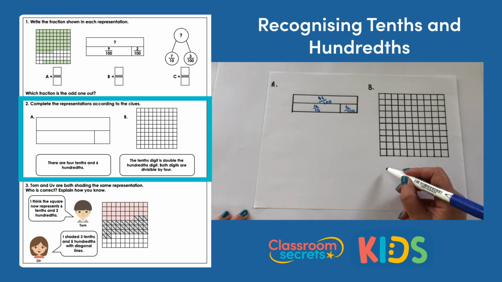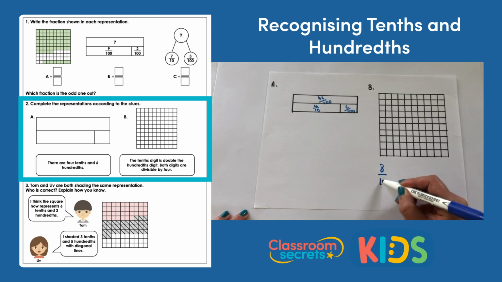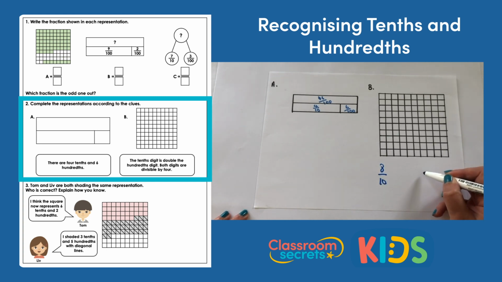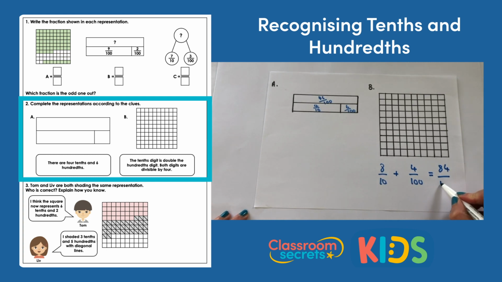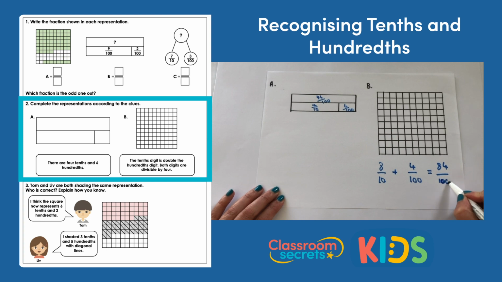So something that I could try is having 8 tenths. That would then mean for my tenths digit to be double, I can halve it to get to my hundredths. So I could have 4 hundredths. And then if I add the two together, we know that 8 tenths is the same as 80 hundredths. So I would have 84 hundredths.